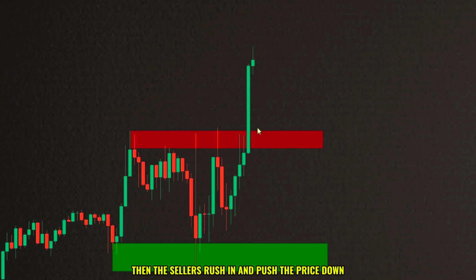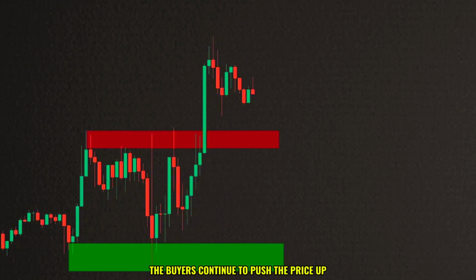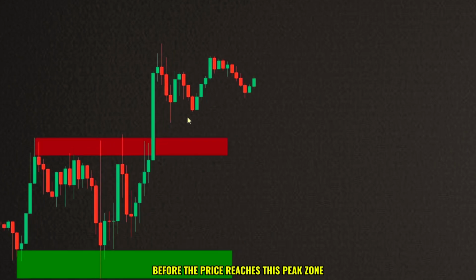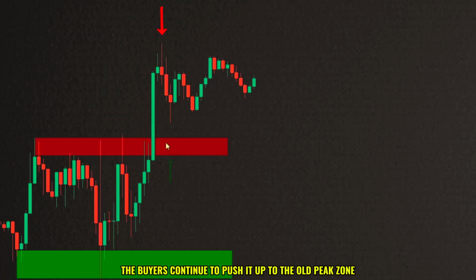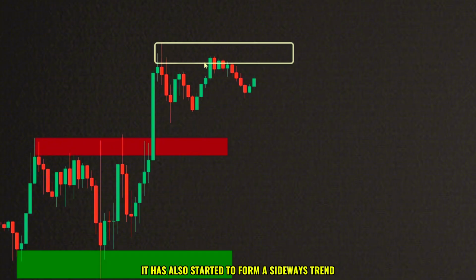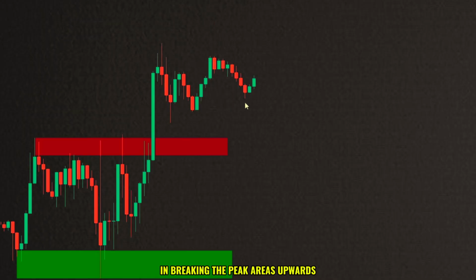Then the sellers rush in and push the price down, the buyers continue to push the price up. However, in this case, before the price reaches this peak zone, the sellers push it down early, and then the buyers continue to push it up to the old peak zone, and the sellers rush in again to push it down. So at this point, it has also started to form a sideways trend, because there are multiple failures in breaking the peak areas upwards and breaking the bottom areas downwards.